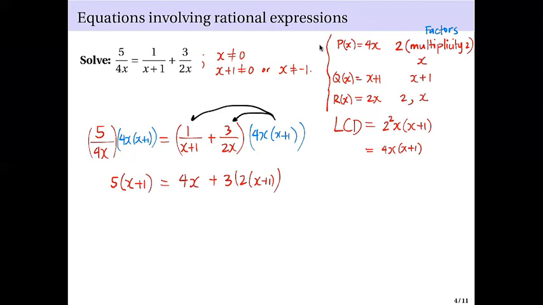Okay, so again, we have here the LCD. LCD is 4x times x plus 1. So this one, I think it's clear because we have the 4x and 4x, they will just cancel. So we will be left with x plus 1 in here. So 5 times x plus 1. For this part, again, we distribute. The x plus 1 will cancel this x plus 1. So I will be left with 4x.